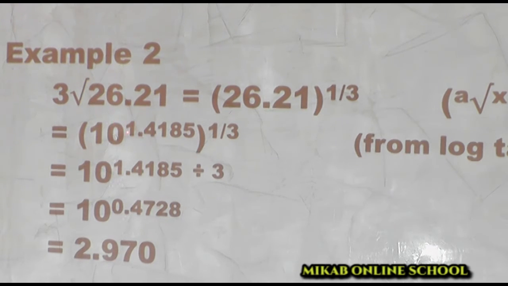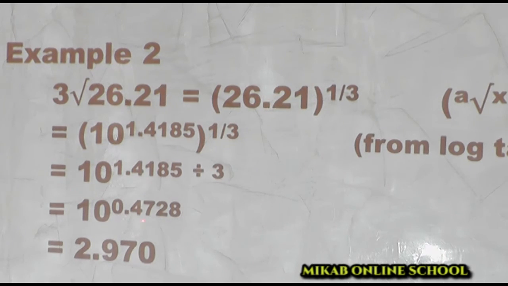So we'll have 10 raised to the power of 1.4185, all raised to the power of 1 over 3. Remember, the power of 1 over 3 is the same thing as the cube root of this. So this can be written in this form. And according to the laws of indices, this is going to affect just the power. The 1 over 3 here is going to affect just the power of 10 here. So this will mean 10 raised to the power of 1.4185 divided by 3. This is the same as what we have up here.